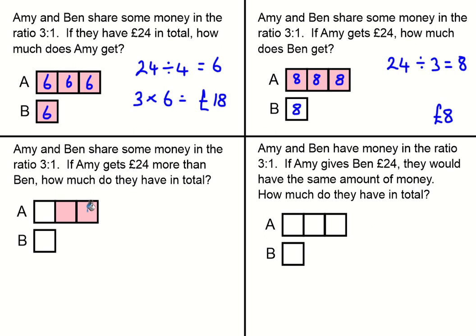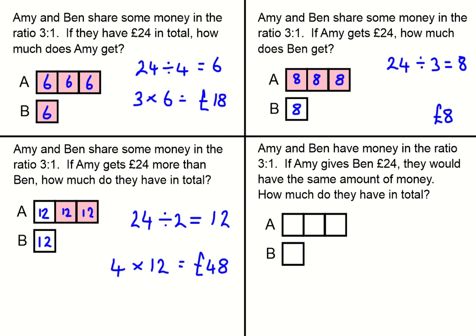So those 2 blocks is worth £24 that Amy gets more than Ben. So 24 is being divided by 2 to make every block this time being worth 12. So that's worth 12, and so is every block in the question. This time the answer to our question needs to be how much money they have in total. So in total there are 4 blocks and each block is worth 12. So in total they are going to be getting £48.